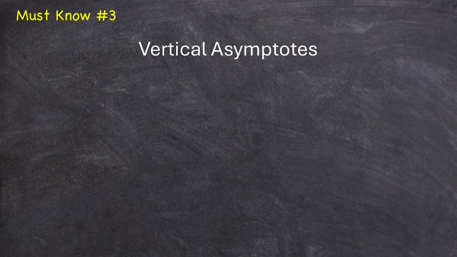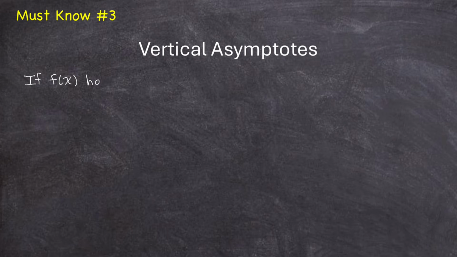Must know number 3, vertical asymptotes. Now that we know how to simplify and state restrictions on rational expressions, we can start talking about the properties of their graphs. The first main property that a lot of rational expressions have are vertical asymptotes.